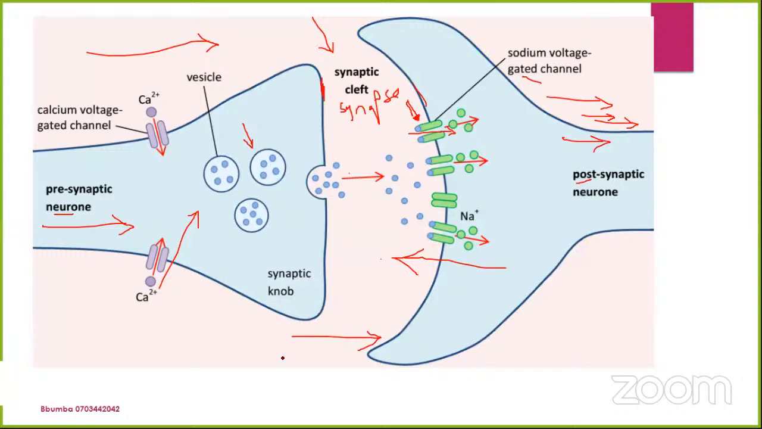Then Peter asks, what is the use of calcium? I said that calcium enters this presynaptic neuron knob and makes the synaptic vesicles begin traveling, and they come and fuse with the presynaptic membrane so that the neurotransmitter is poured into the cleft. That is the purpose of the calcium ions.